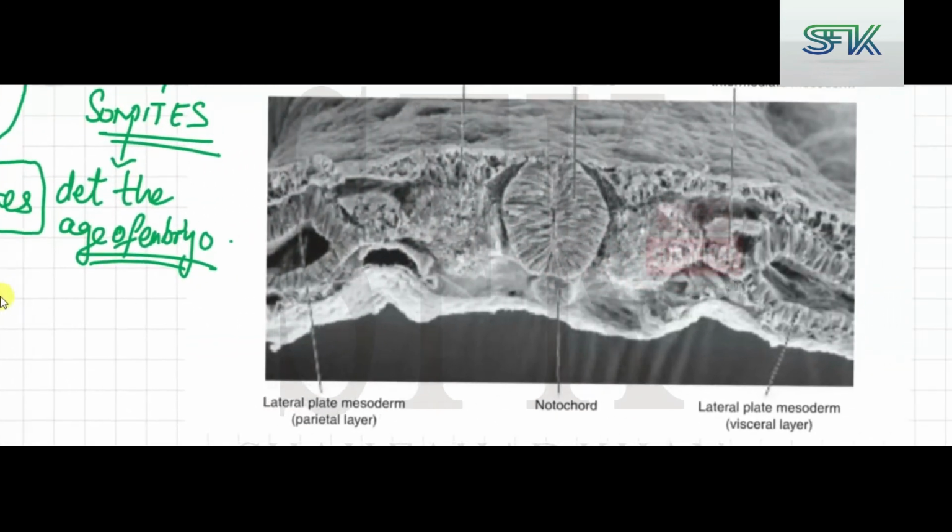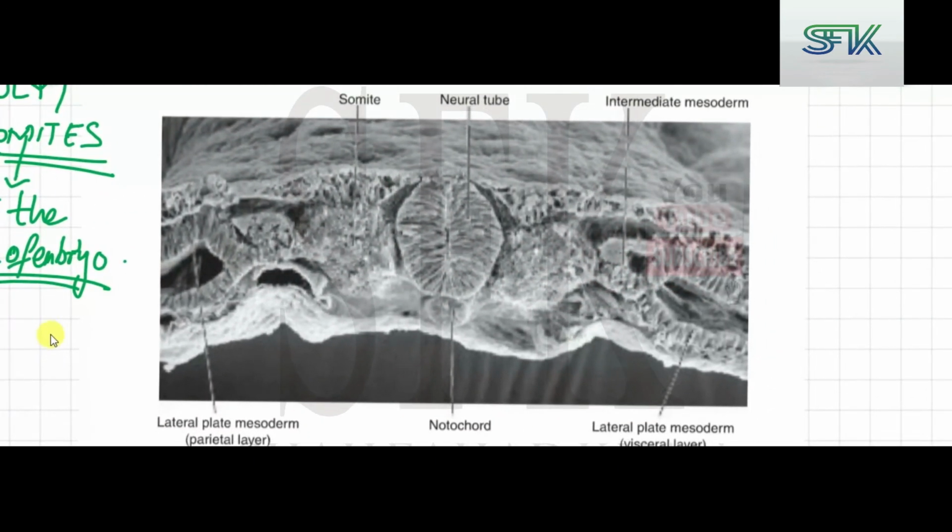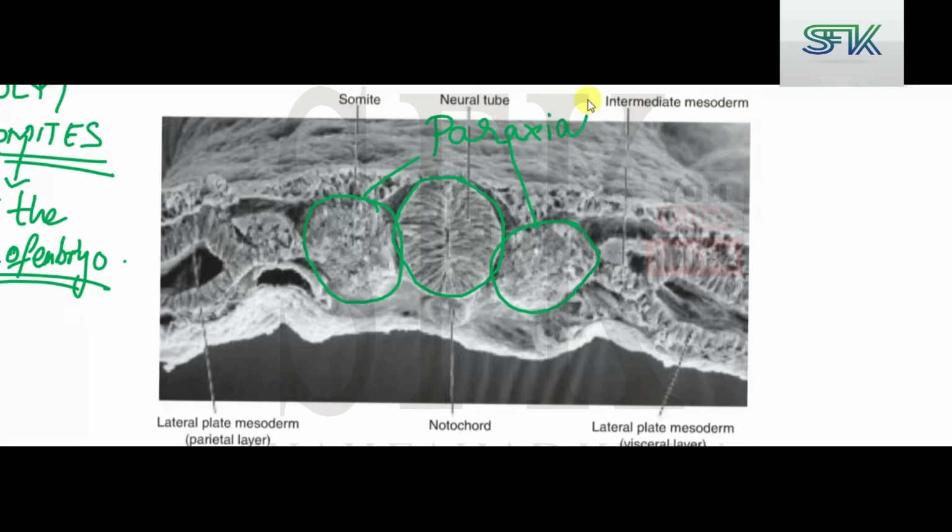Now, this photo was also present in your same book, Langman, and I found it a bit interesting. So let's look at it. Now, this is the neural tube. And right next to the neural tube, this part and this part, what do you guys expect this to be? This was your paraxial mesoderm, which has now organized into the somites. And then right next to the paraxial mesoderm, what sort of mesoderm will you find? It's the intermediate mesoderm, on both sides.